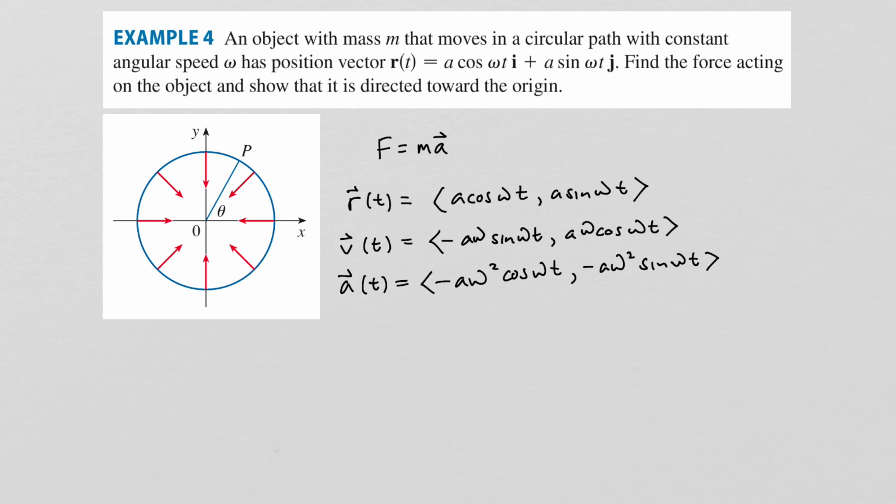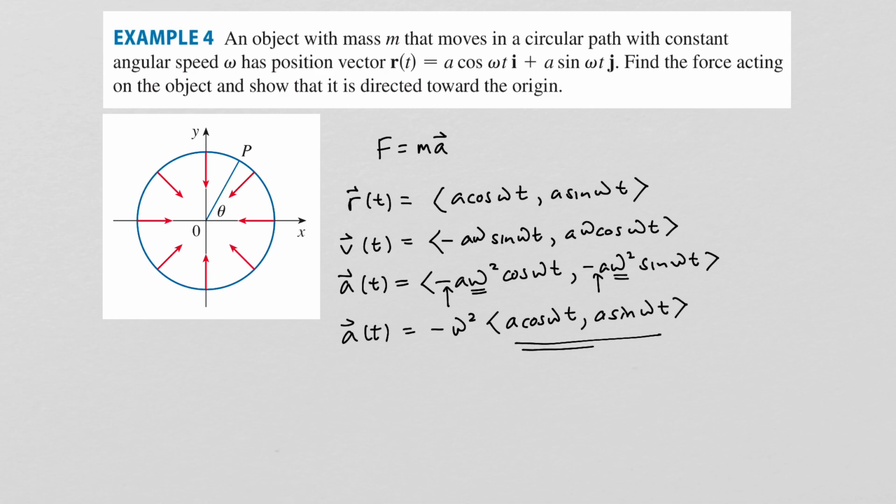And I want you to notice here that you have an omega squared and an omega squared and a negative and a negative. And I'm going to factor those out. And so this a of t can be rewritten as negative omega squared multiplied by a cosine omega t, a sine omega t. And pay attention to this because this is the original function r of t. And so what we have here is the acceleration function is negative omega squared times r of t.